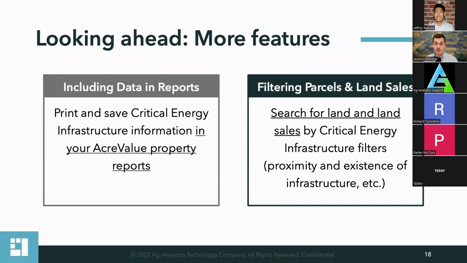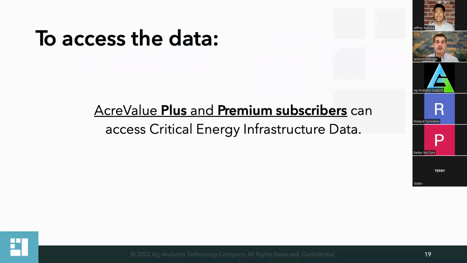So the ability to search by proximity, and then also you can search and say, hey, I want to see every land sale that has 3 oil wells on it in the past 2 years. You can see for the existence of that infrastructure. I only want to look at parcels that have wind turbines on them currently in this county. You can do that filtered search as well. So that's going to be implemented here in the near future.